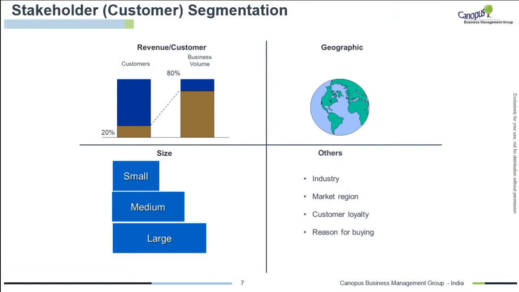Once we have done this, the next step for us was to go ahead and select who our priority segments are. What you're seeing on the screen now is a more structured way of segmenting the customers. You could segment the customers by revenue, by geography, by size, by industry, by market segment, or by loyalty. There could be various ways in which you could segment the customers. I had shown you the way I did that, and you could do it in other ways as well.